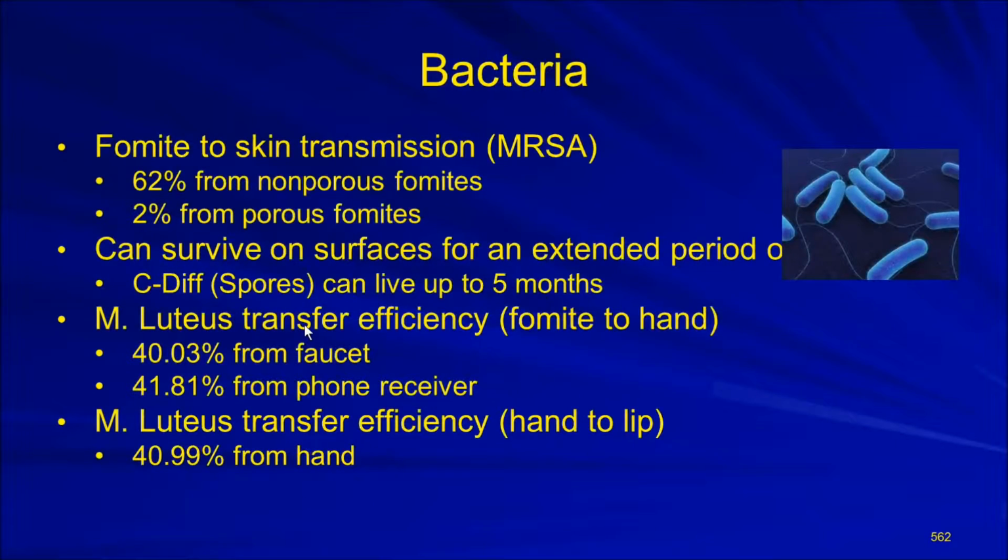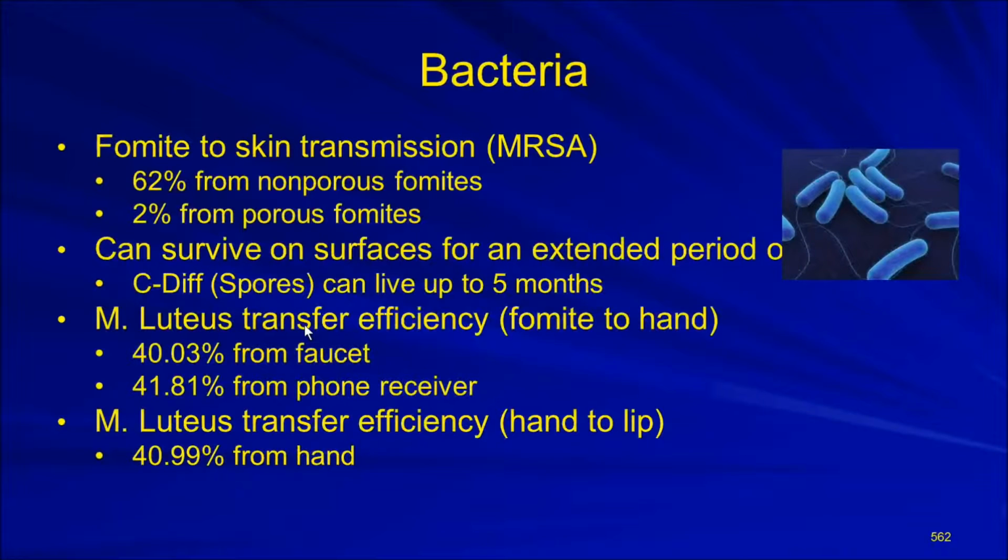But we see here that 62% of bacteria will transfer to your hand from a non-porous fomite, such as a smooth countertop or a stainless steel faucet handle, as opposed to a porous fomite such as a dishcloth, where only about 2% of bacteria will transfer to your hand. So that's an important thing to note.